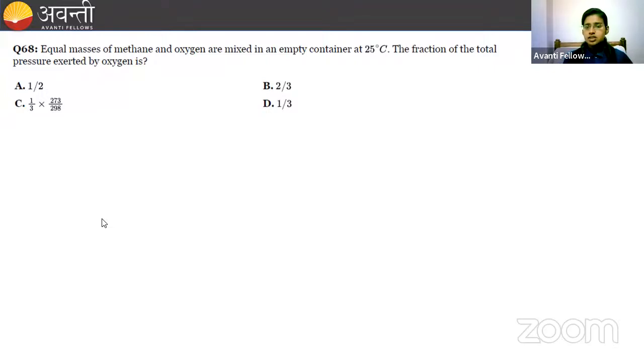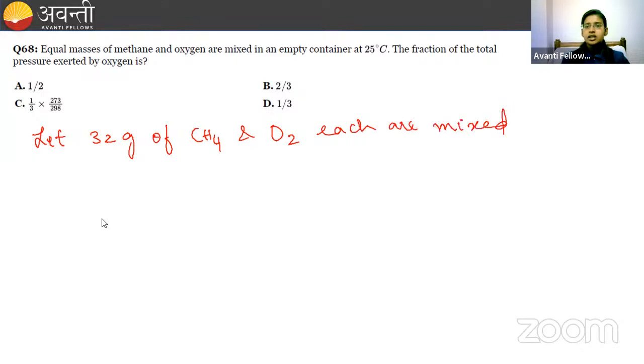So equal masses of methane and oxygen are mixed, and we need to find the fraction of the total pressure exerted by the oxygen. For the simplification of the calculation, I am going to take the mass of methane and oxygen as 32 gram each of CH4 and O2 mixed, and let the total pressure be P. Because the masses are equal, we can take any number, and I am going to take 32 gram for the calculation.